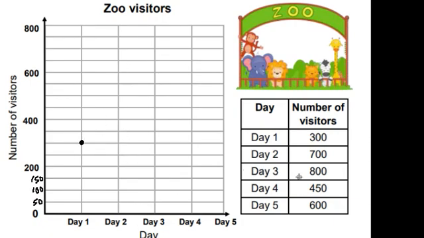For day 2, we have 700. So we read the lines. This is 600. That means this line is 650 and this is 700. So if this is 700, we'll trace it to the line that goes down to day 2, which is here. And then we'll put a dot right there.